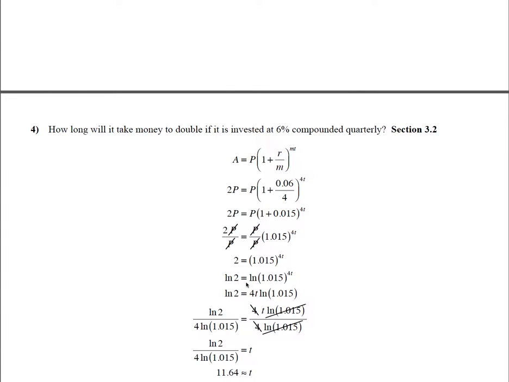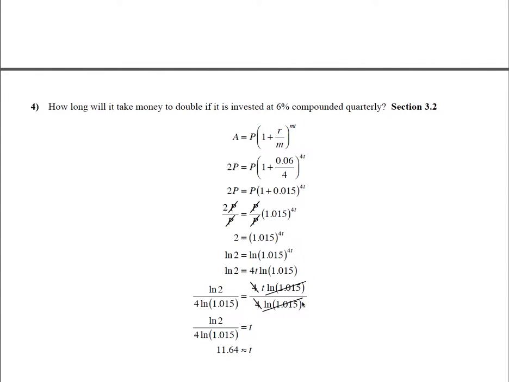Then we use the properties of logarithms. Doesn't matter if this is natural log or the common log, we just take the same log of both sides. And we use the power property to bring the 4t around the front of this logarithm. And so we have natural log of 2 is equal to 4t times the natural log of 1.015. Then we're trying to isolate the t, so we divide both sides of this equation by everything that's not t.